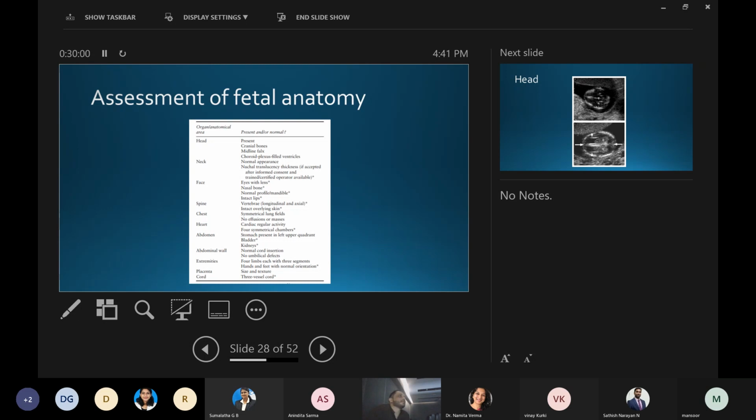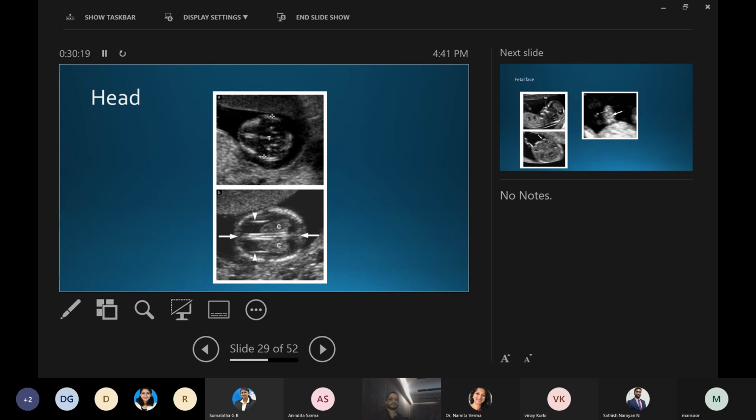Then placenta for the size, texture. Of course, in first trimester, we don't give it as placenta previa and all because it is already low lying in first trimester. So the size and the texture of placenta, the cord for three vessels.